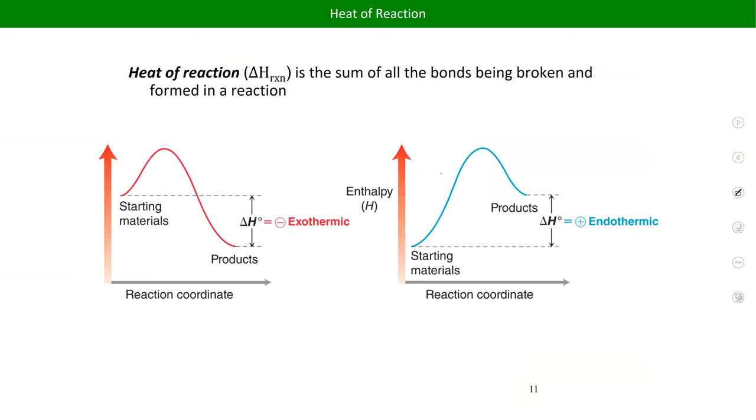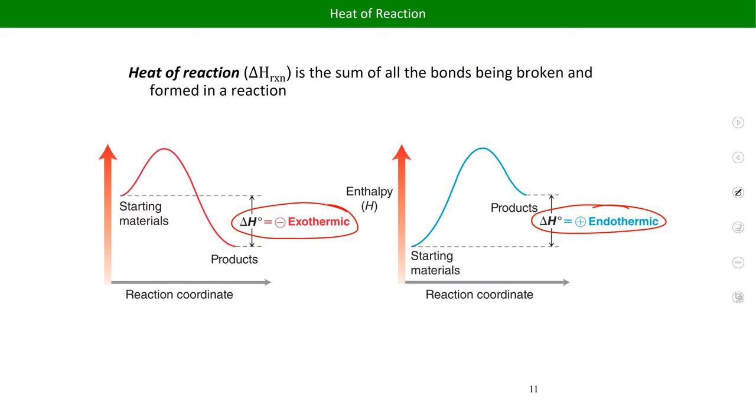This should look familiar to some extent, right? We've been using slightly different terms. The heat of a reaction, delta H for a reaction, is just going to be the sum of all the bonds broken and formed. If you form a bond, it gives off energy. It's negative energy because it's more stable to have one than not. If you break a bond, that's energy you have to put in, so that's a positive energy. The overall delta H for the reaction, being positive or negative, just tells you whether it's exothermic or endothermic.